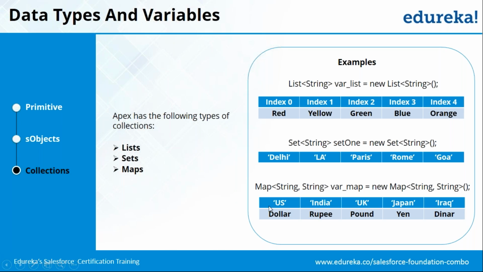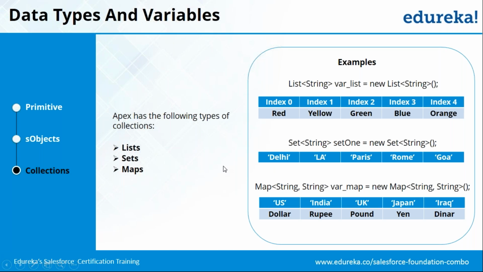So for this key, you will have one particular value, all right, and then for another key you'll have another value. So that is why there is no question of indexing. There is something called US. So for US the answer will be dollar, and for India it will be rupee, and things like that. Okay, because it follows the model of key and value pair. So that is about collections, and three different types of collections, where we have list, we have set, and we have map.